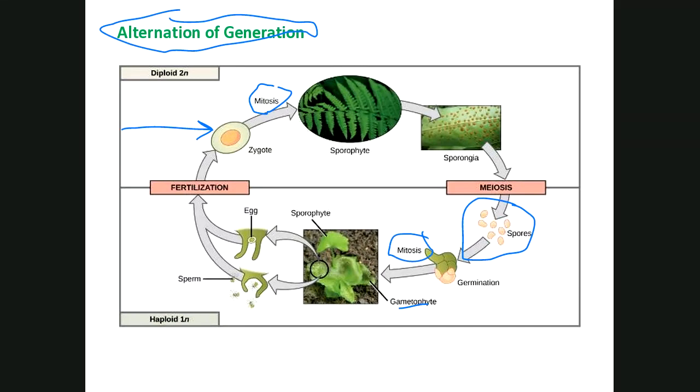Right? This is the gametophyte of a fern. This is a multicellular structure. By the way, all of those cells in that multicellular gametophyte, this is the gametophyte part, all of the cells there are haploid.